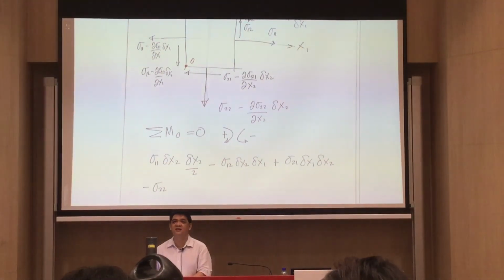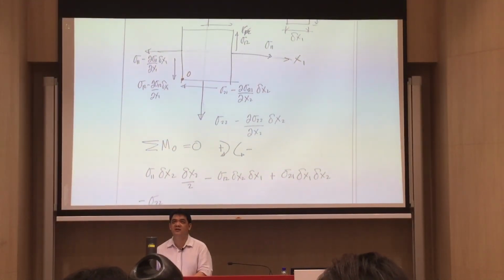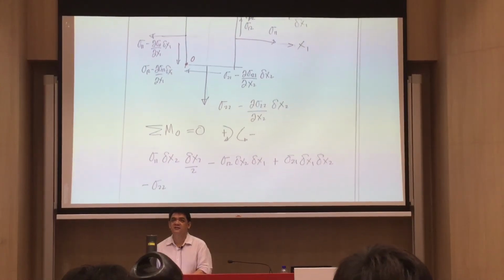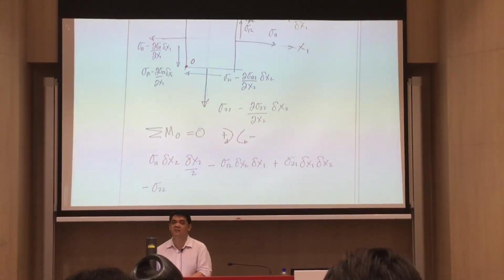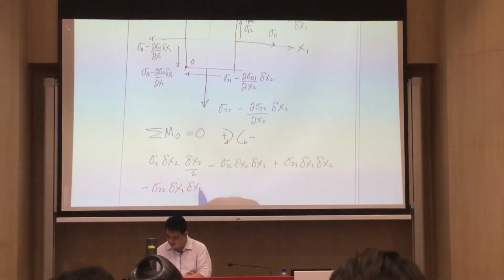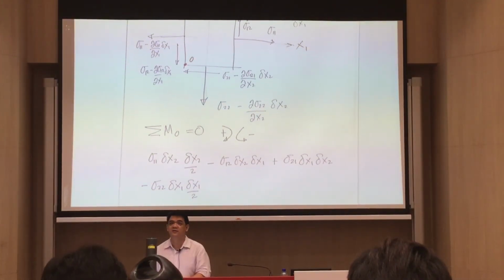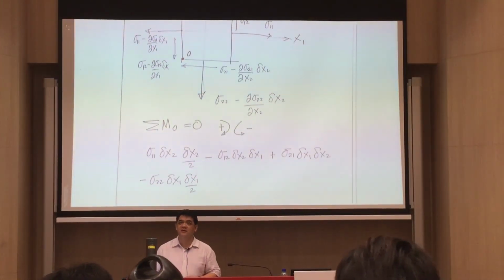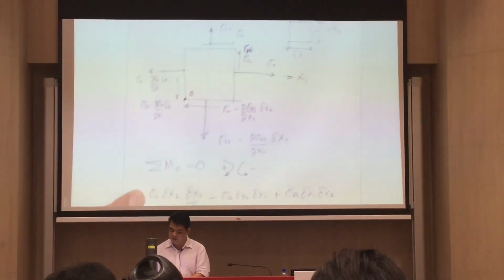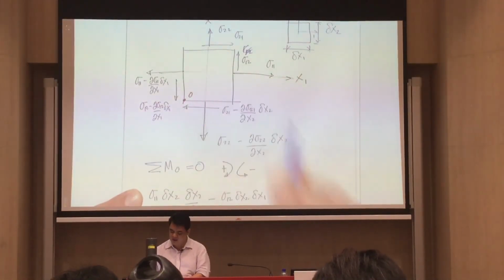Sigma 2,2 is negative, and then applied sigma 2,2 multiplied by delta x1. What is the moment arm? Delta x1 divided by 2. Yep. So where are we at the moment? This is okay, that's okay.